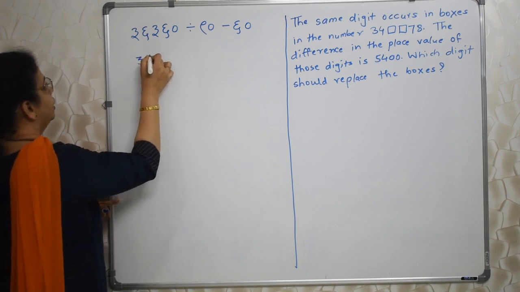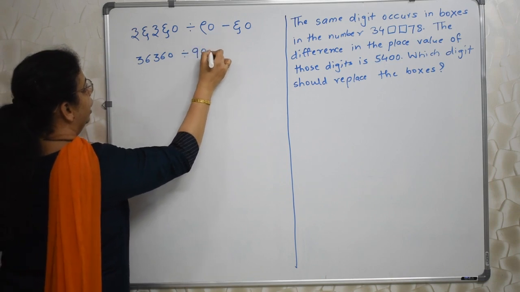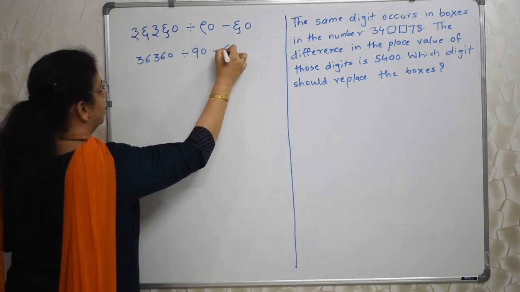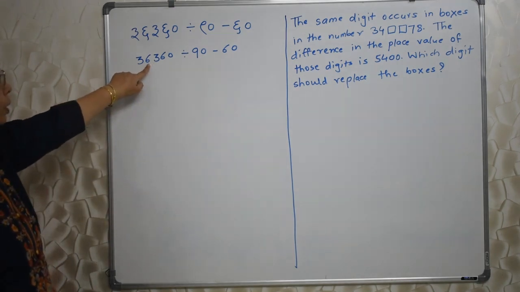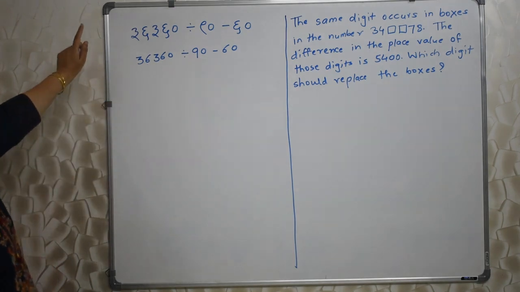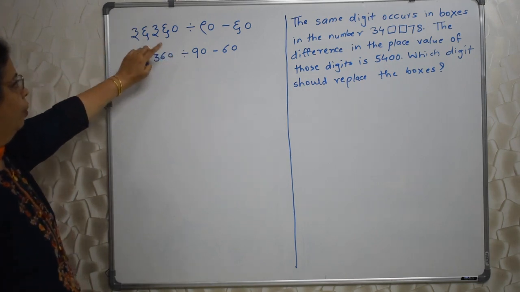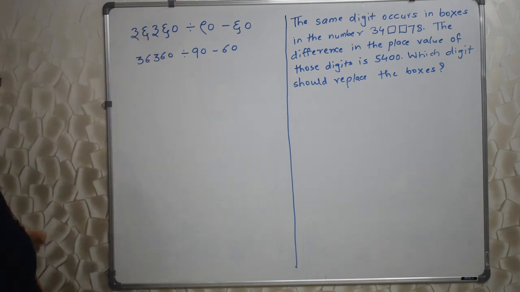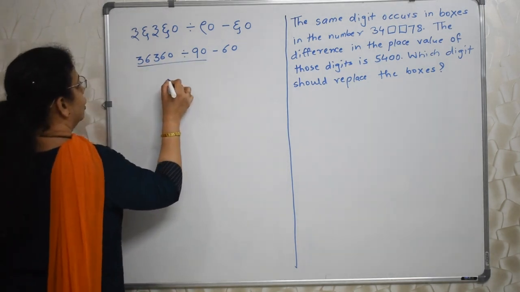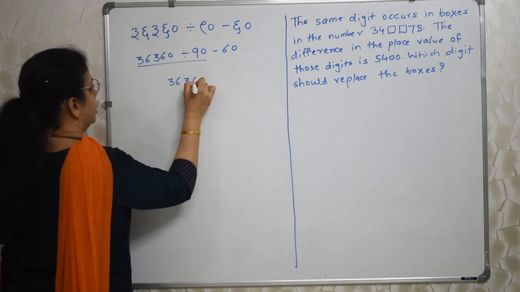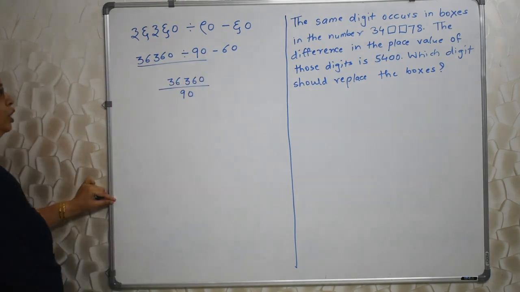So 36360 divided by 90 minus 60. This conversion, if you go wrong, then no use doing the sum. You are not going to get correct answer. So always translate it properly. Okay. Bodmas rule. First you need to do this. 36360 divided by 90. I am writing it this way.